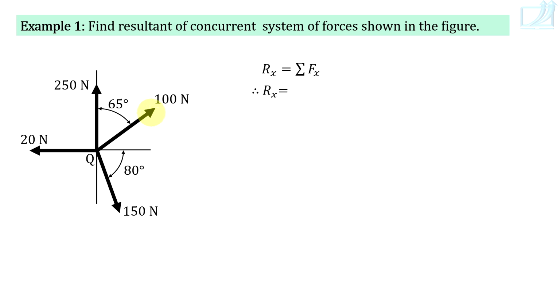Second thing, focus on the arrowhead. When you are writing x component, just check what is horizontal direction of this force. This direction is rightwards, upwards simultaneously. That means its horizontal direction is rightwards. That is why its horizontal component is positive 100 sine 65. Why is it positive? Because it is rightwards. When you move in this direction, are you moving on the right side of the screen? Yes.